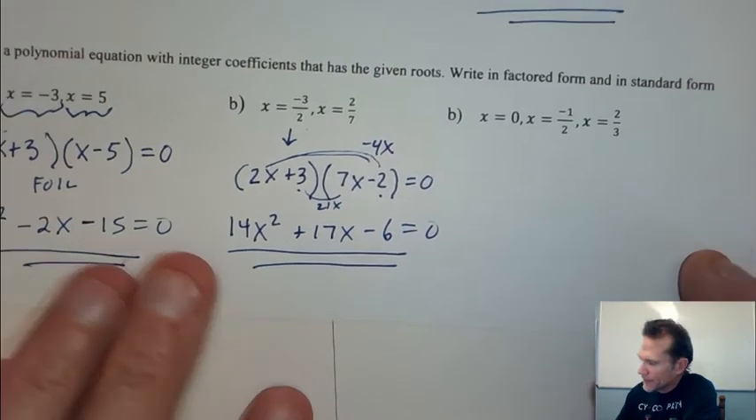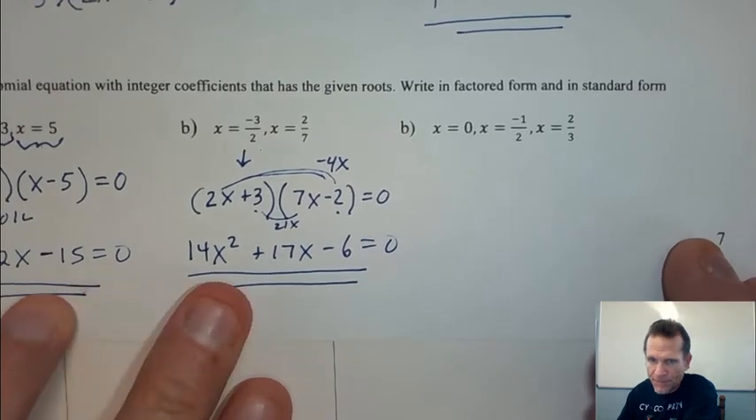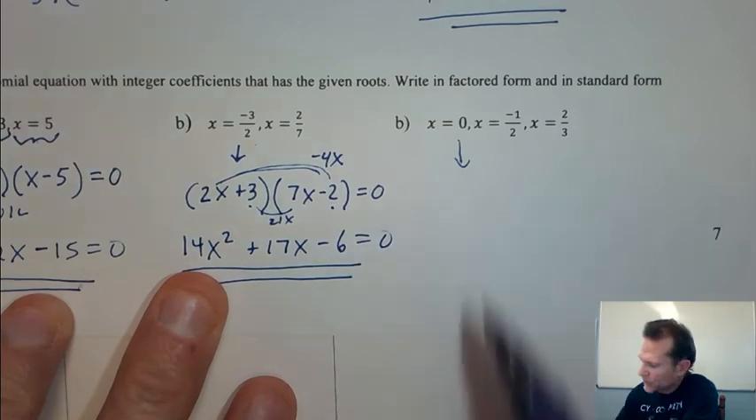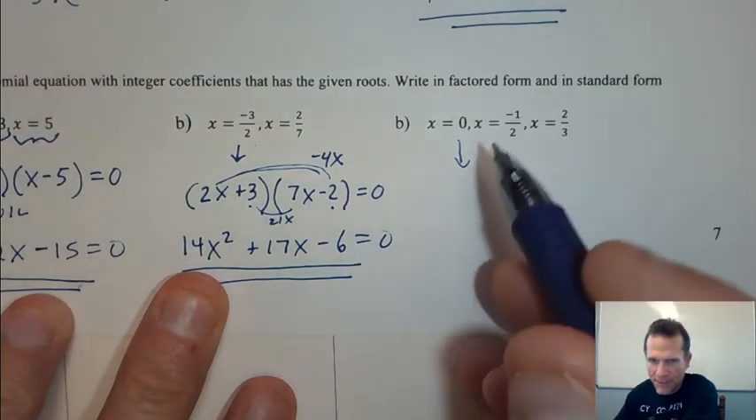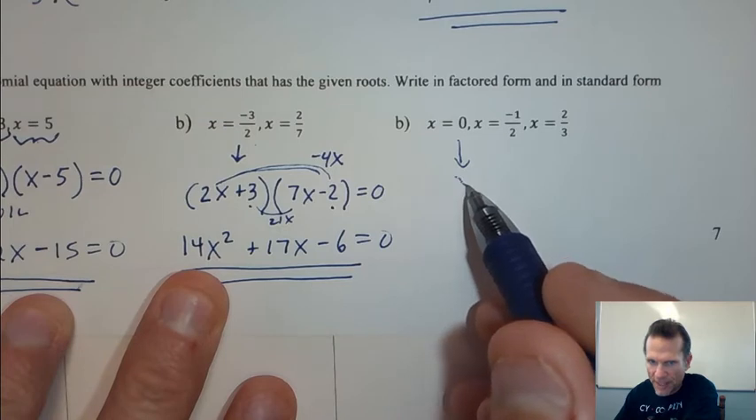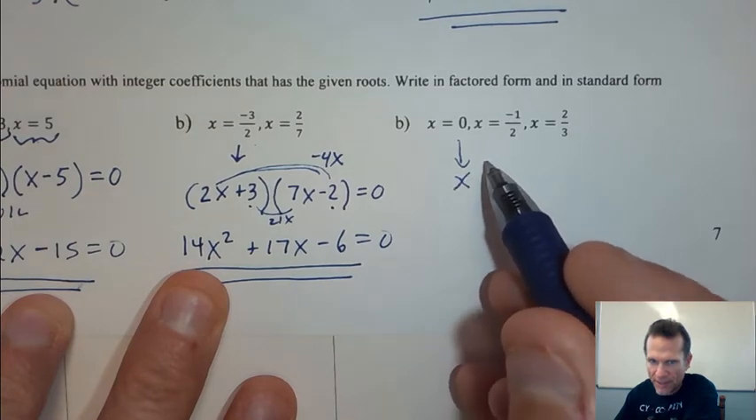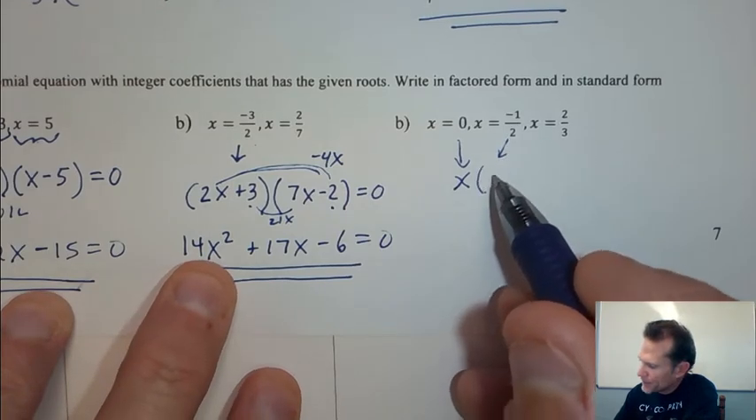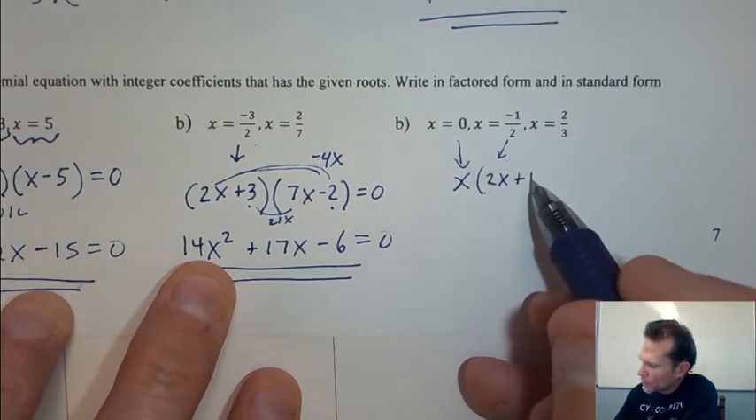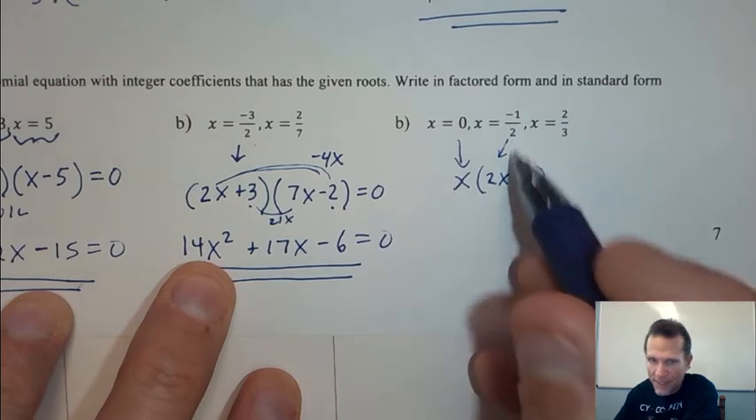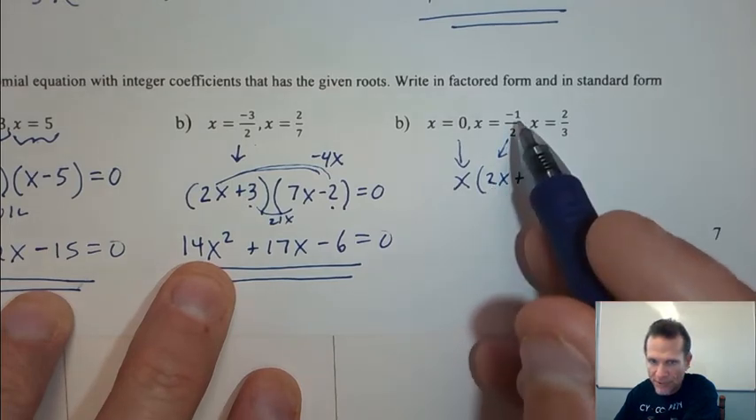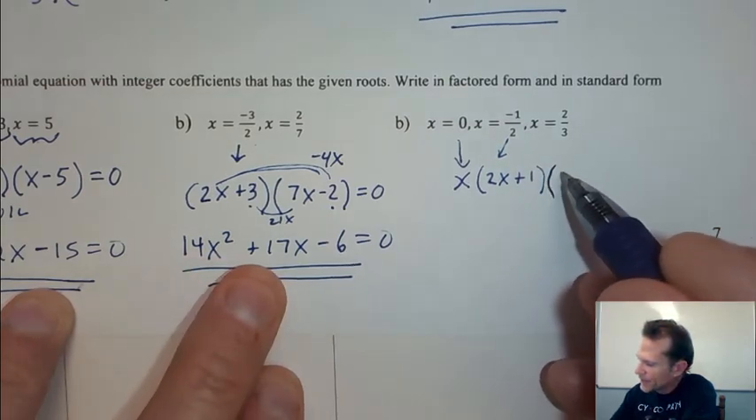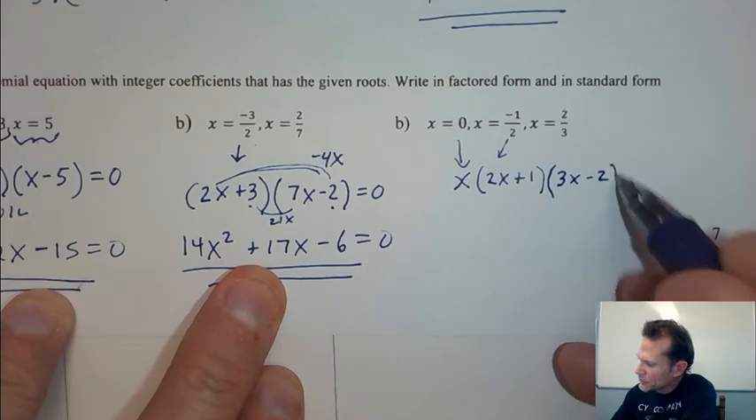Okay. Now this last one here, we have to think about what can produce an x equals 0. And we saw some different examples of these, but an easy one is to just put an x. Okay. Then for this one, we can put 2x plus 1. Remember, the bottom number, the denominator, goes as the coefficient. The top number, the numerator, changes signs. And then we have 3x minus 2.